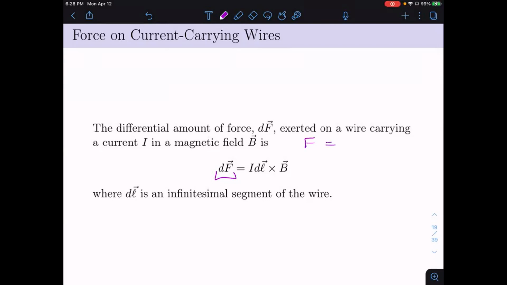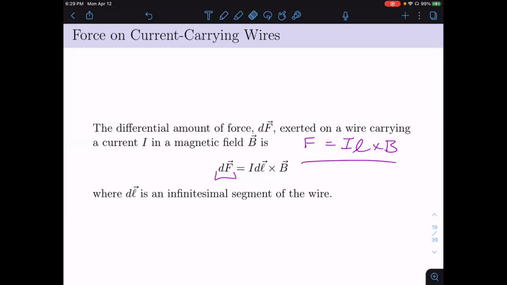I'll see a lot of people writing IL cross B, right? And if you're lucky, it does simplify down to this sometimes. But you can't start here. Don't start there. Always start at the differential form, because if you're lucky and everything's constant, then you can just integrate a dL, for example, and you'll just get an L out of it. So just be careful. Don't make those assumptions too early, until you're absolutely certain that things are constant, okay?